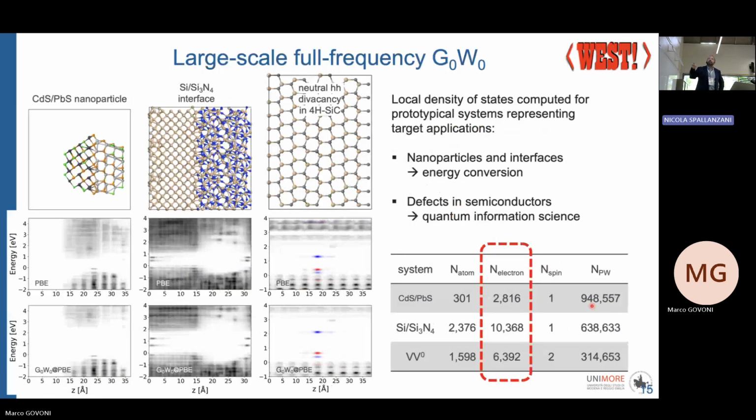So these are the 3 systems that I showed you at the beginning, and this is the local density of states at the level of GW. You see that the energy gap has been opened by the presence of GW. And this is the count of the number of atoms, number of electrons, so 10,000 electrons, number of plane waves. When I told you that there are millions of plane waves, these are the number of plane waves in DFT, and also the number of spins.